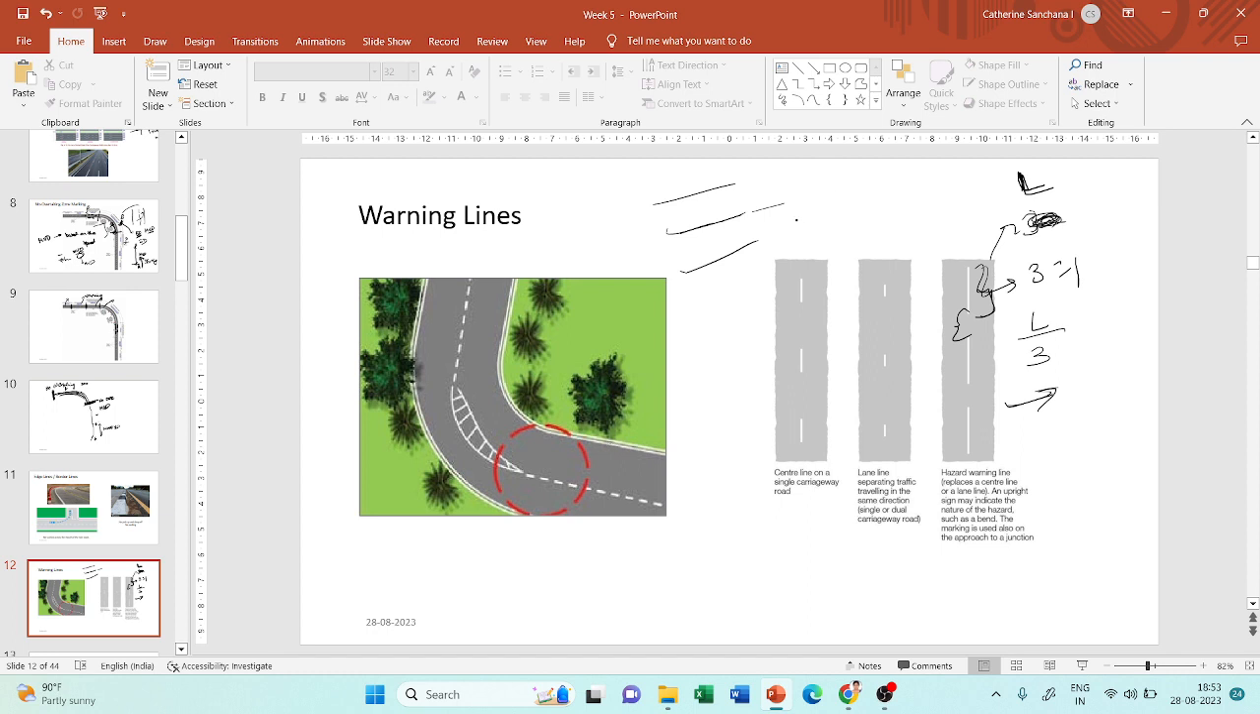Usually if you're providing warning lines, a minimum of 7 line segments should be provided. So this is one line segment. You should provide at least 7 of them. That has to be provided in a curved area. And the width of the warning line will be the same as the width of the center line or width of the traffic line.